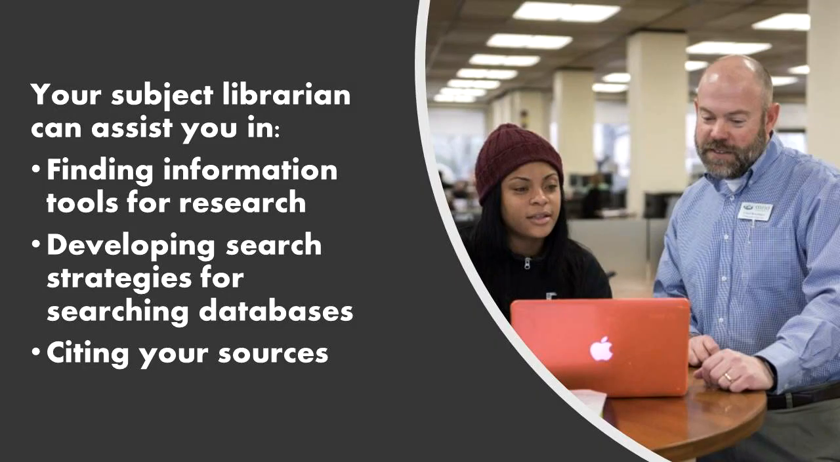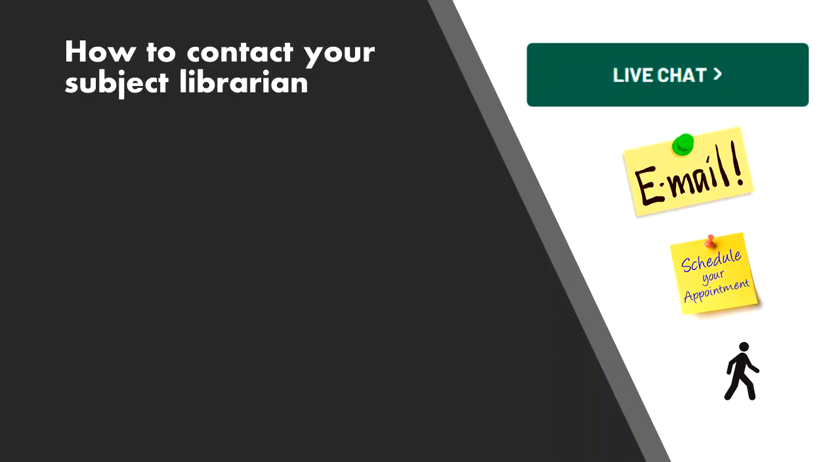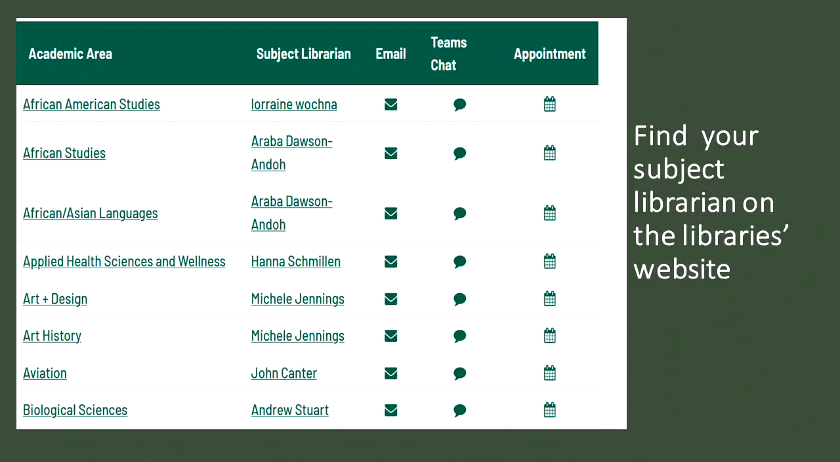Subject librarians are available to assist you with your research. Examples are finding information tools for research projects, citing your sources, or developing search strategies. You can contact your subject librarian by email, chat, walk-in, or by appointment. You can find your assigned subject librarian on the subject librarian page on the library's website.